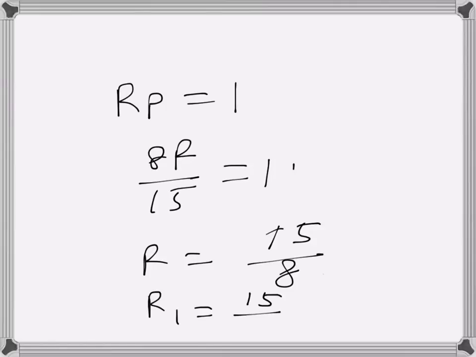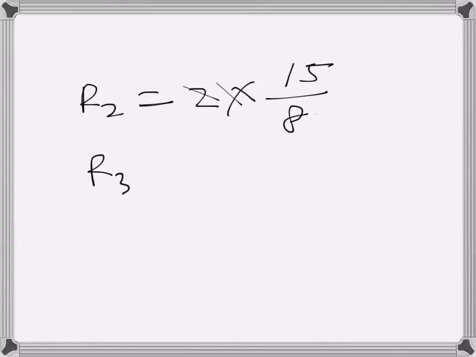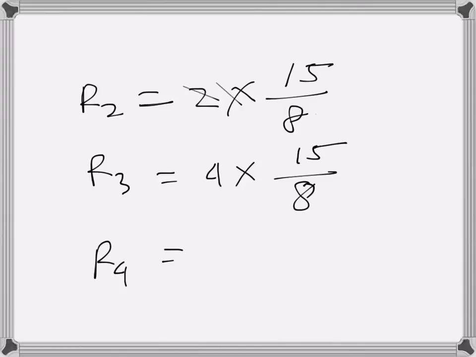So 15 over 8 is R1. Similarly R2 will be 2 times 15 over 8, R3 will be 4 times 15 over 8, and R4 will be 8 times 15 over 8. So basically just twice, 4 times and 8 times, like that. So that's the result. I'm leaving them in fractions.